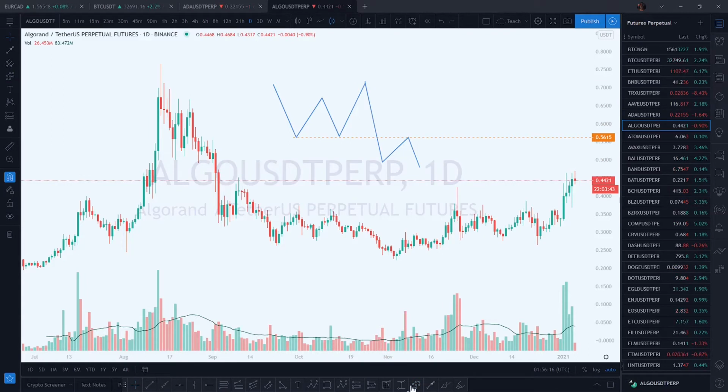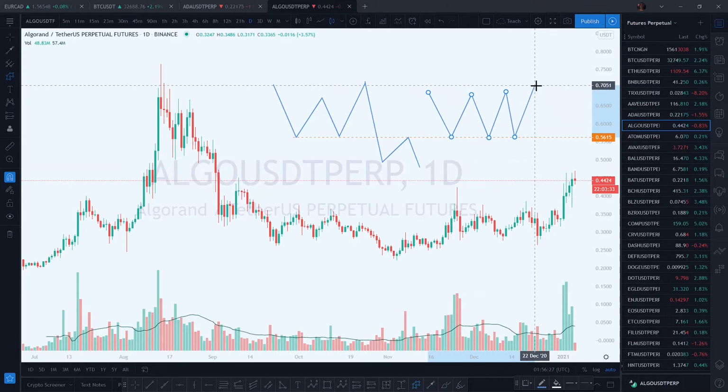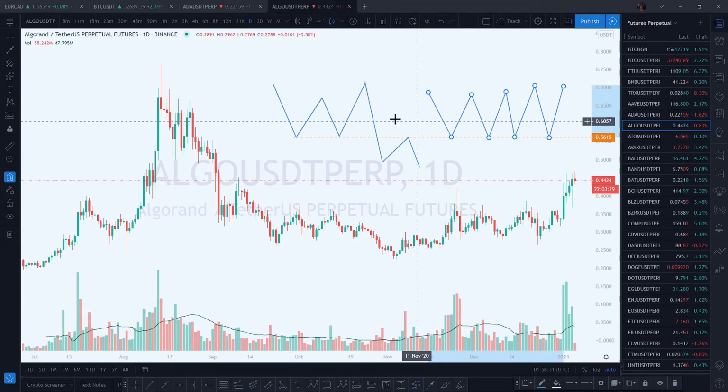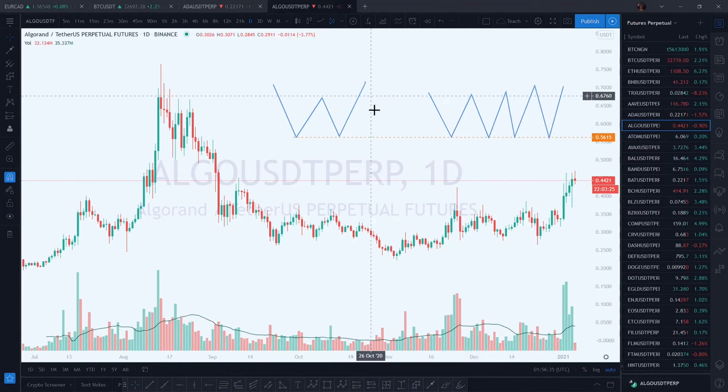But then if you have a level where price has come to the first time from support, then the second time from support, then the third time from support, then the fourth time from support, this level or this level, which one do you think will hold price whenever it returns back to it?